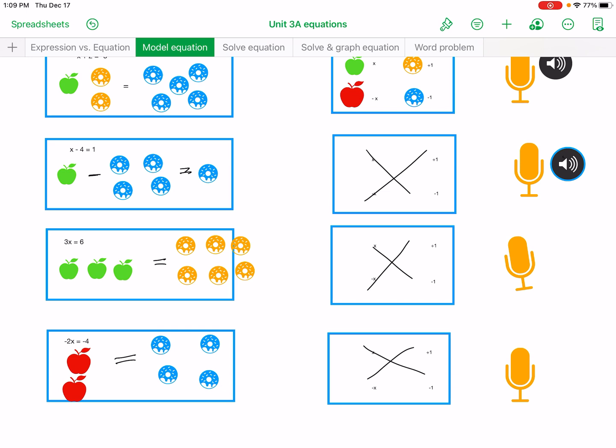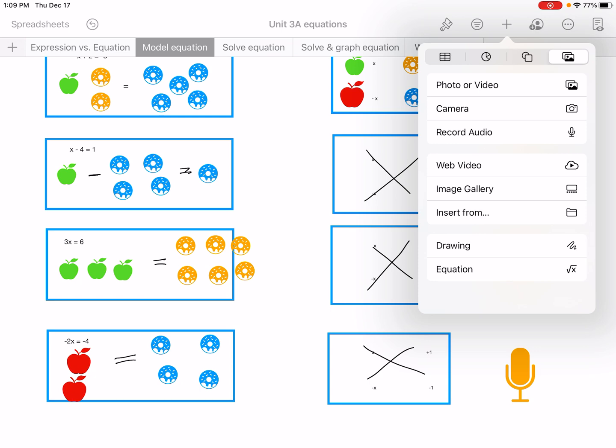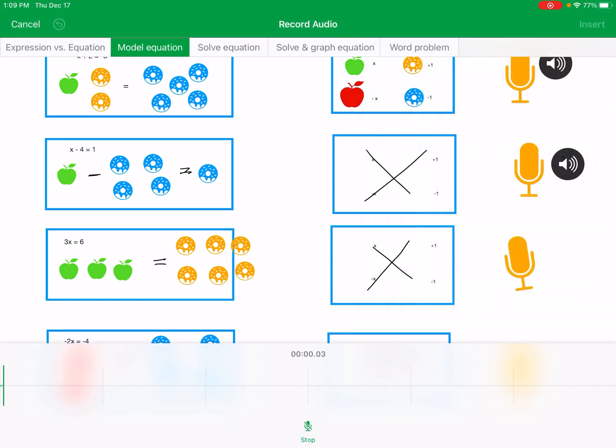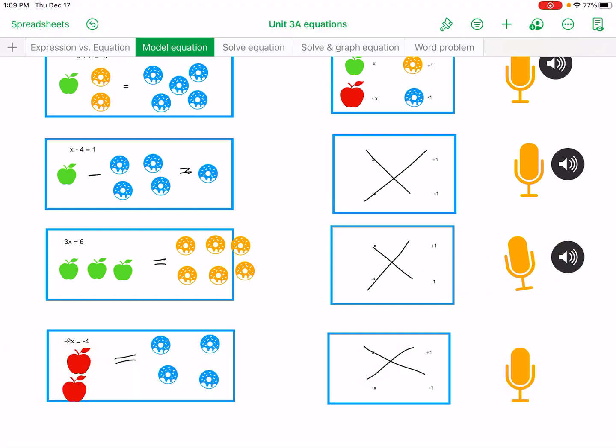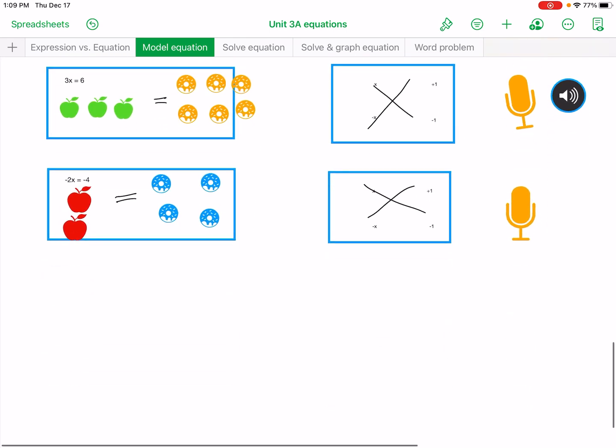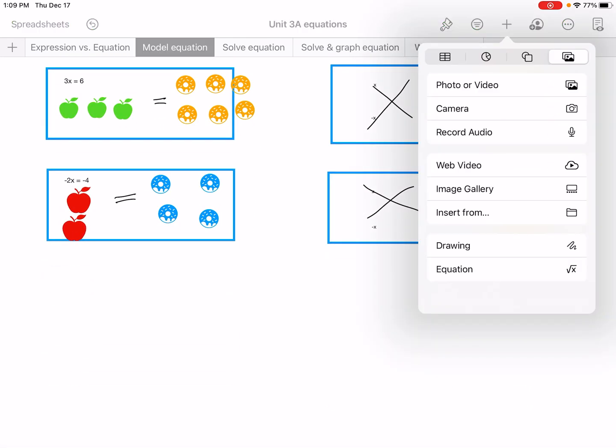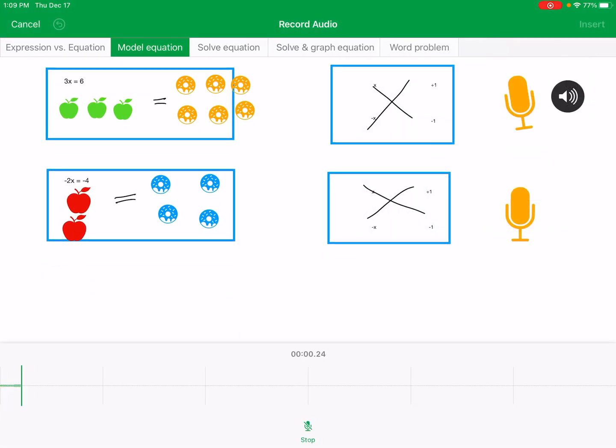Okay, let's go again. You do the plus sign. You're at the pictures to the far right. Record. 3x is equal to 6. There you go. And then my last one, I'm going to scoot it up and record audio. Negative 2x is equal to negative 4.